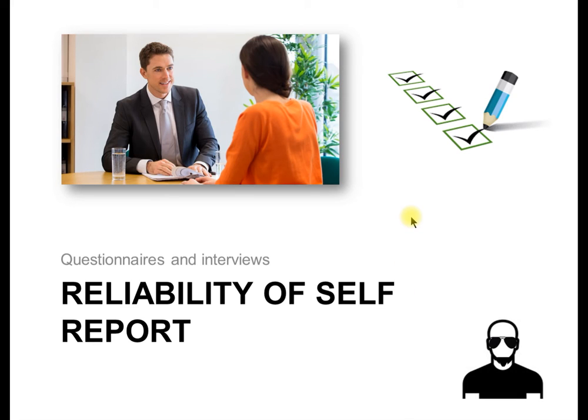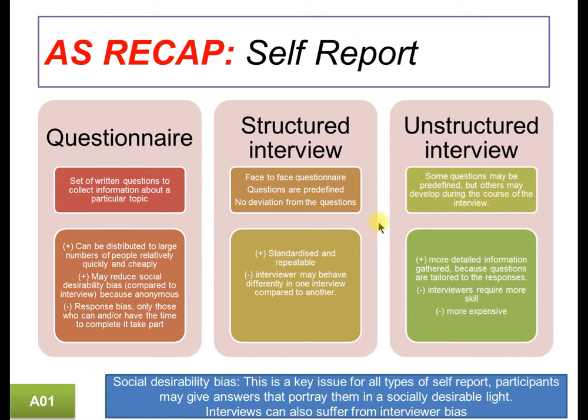So, the reliability of self-report, that's observation. How do we assess and improve the reliability of self-report? Well, just to recap what self-report is, this question came up in the exam, it threw all of you, which is unfortunate, but there are 3 types of self-report that we really deal with. The first is questionnaire, second is structured interview, and then the unstructured interview.